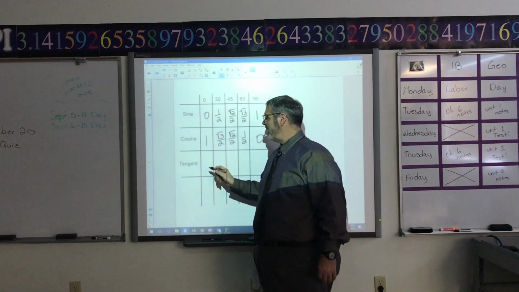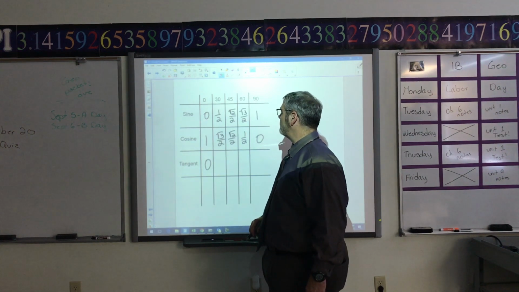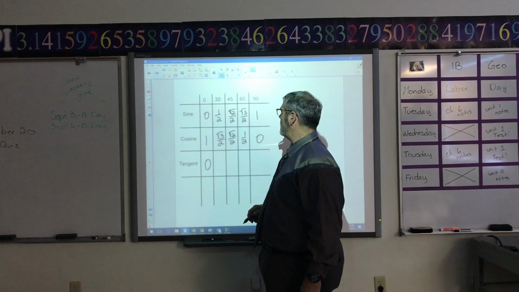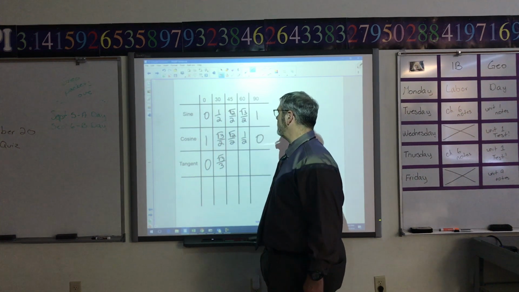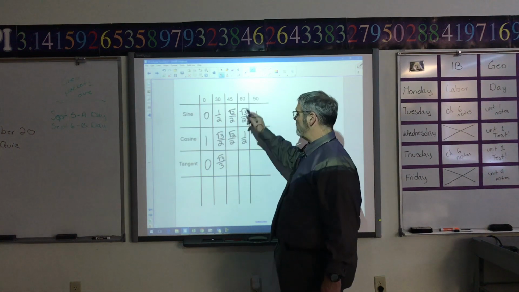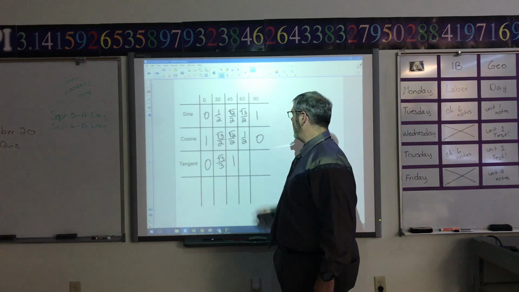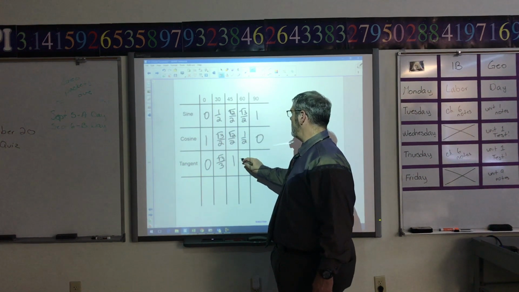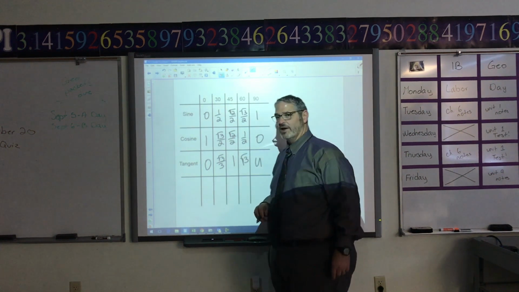For the tangent of 0, it is 0. For 30, it is square root of 3 over 3. For 45, the tangent is 1. And the tangent of 60 is square root of 3. And for 90 degrees, it's undefined.